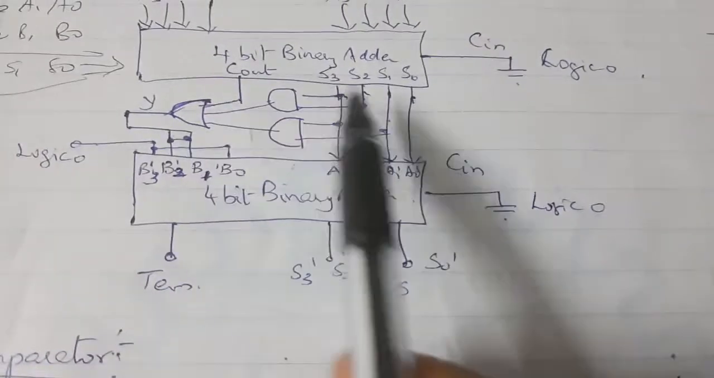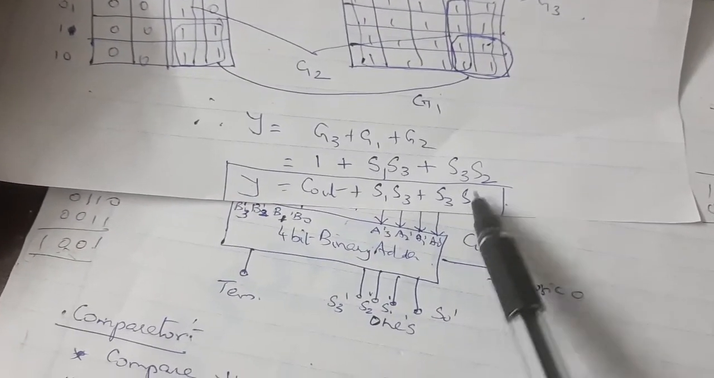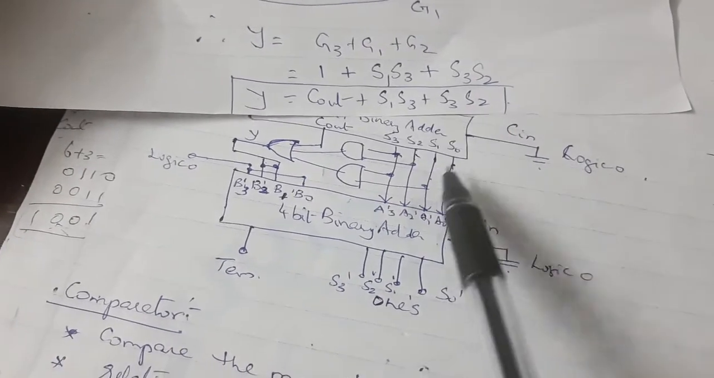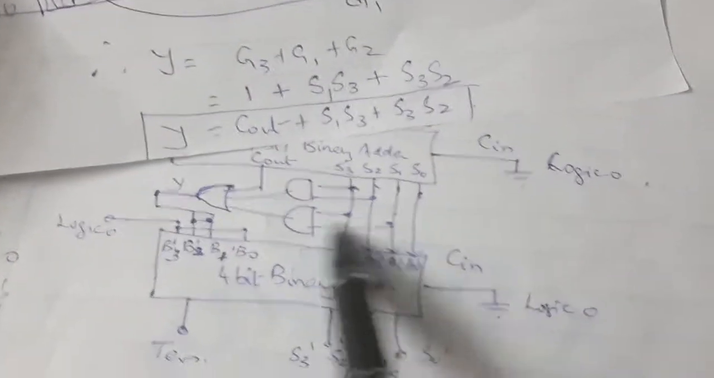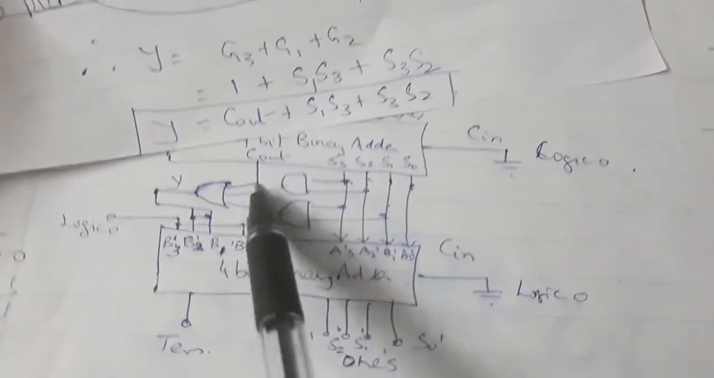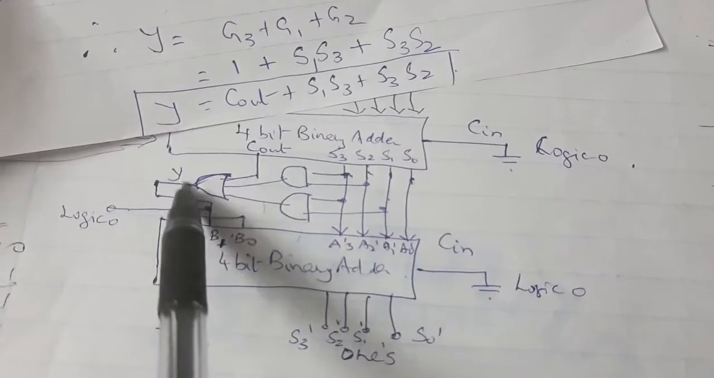See here. So, to add your 6 digit, you use this equation that we have done earlier: C out plus S1 into S3, S3, S2. We have found this out using a K-map. Draw the circuit here. So, it is an AND gate between S1 and S3, and a second AND gate between S3 and S2. Okay, along with C out, you are adding up here. So, it is an adder circuit. This is the output Y.